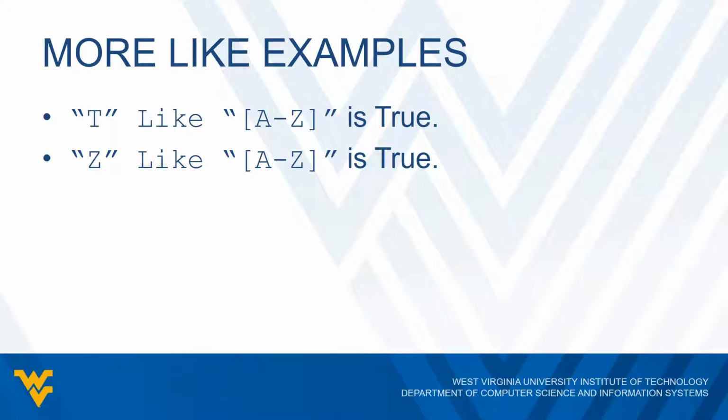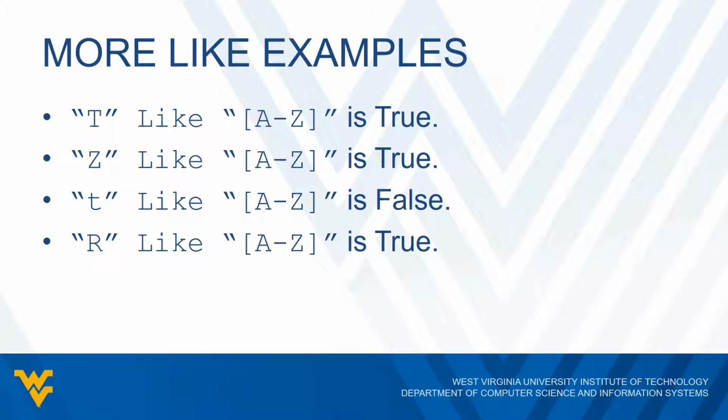Let's do another example. So now we're going to check if capital Z matches this pattern. Well, Z is a single capital letter, therefore it matches our pattern, so this is going to return true. Let's try little t with this pattern. We see that little t is not an uppercase letter, so it does not match our pattern, therefore the like operator is going to evaluate to false. Let's try capital R with this pattern. Is capital R a single capital letter? Yes, it is. So this is going to evaluate to true.